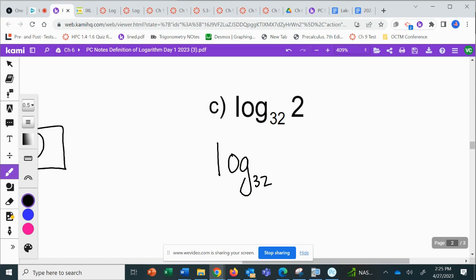Okay, so I need this 2 to be 32 to an exponent. That's what I need. So this is going to be a 32 so that we could cancel them. What I need to know is what that exponent would be. 1/5 is correct. How did you get 1/5?